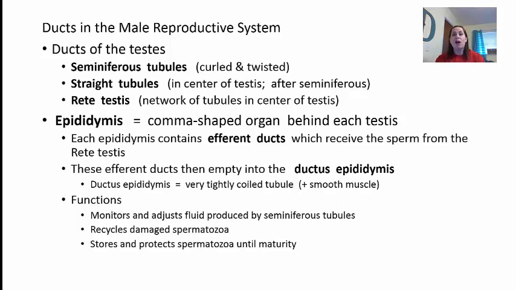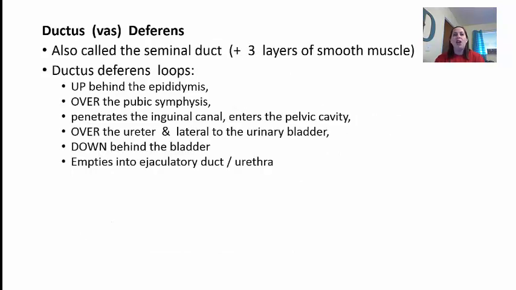correctly. We're also going to see that this area stores and protects the spermatozoa until they're mature enough to actually leave the body and do their job. All right, so this is where we're going to see that they finish their maturing, in the epididymis. Once they leave the epididymis, they go into what we call the ductus deferens, which is also known as the vas deferens. They are also sometimes called the seminal ducts.